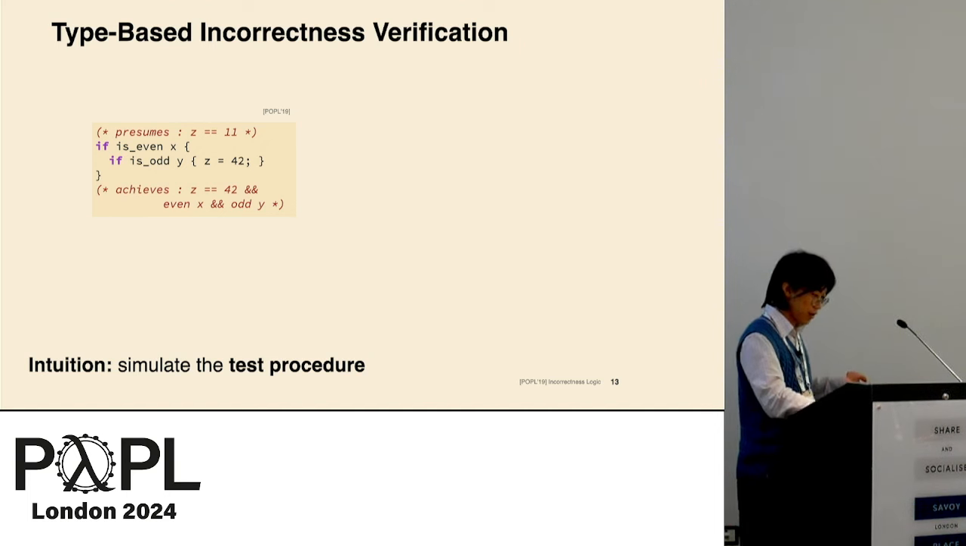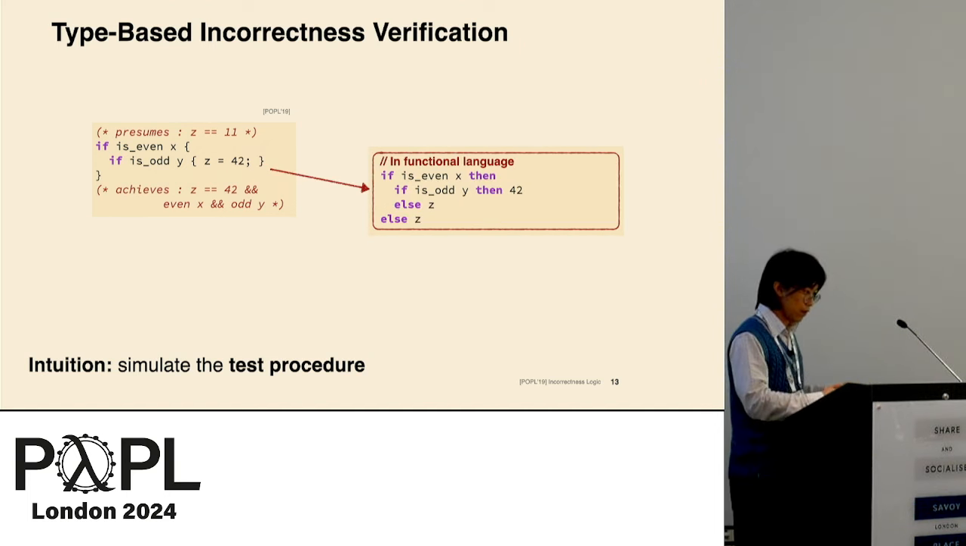The first step, we rewrite this program from the imperative language to a functional language, because currently coverage type is designed for the functional language. So we say when x is even and y is odd, we return 42. Otherwise, we directly return z. So that has the same meaning as the program on the left-hand side.